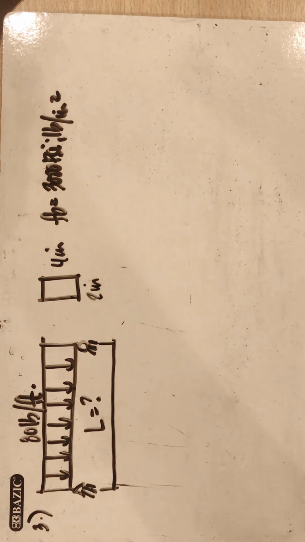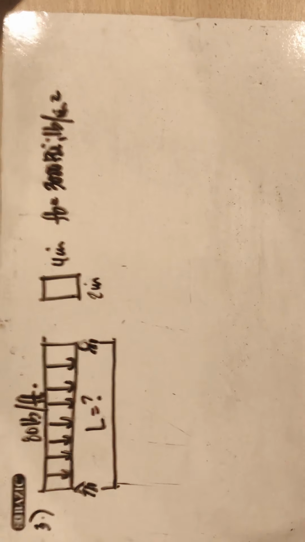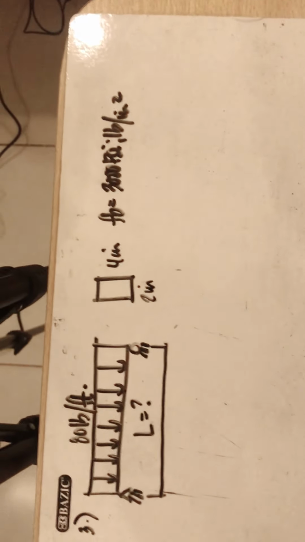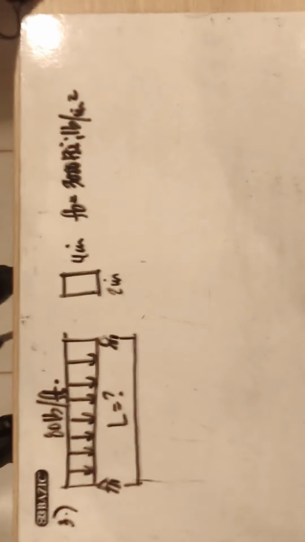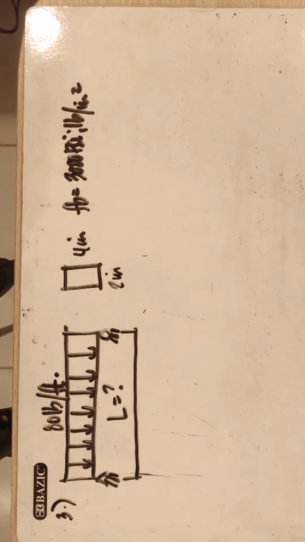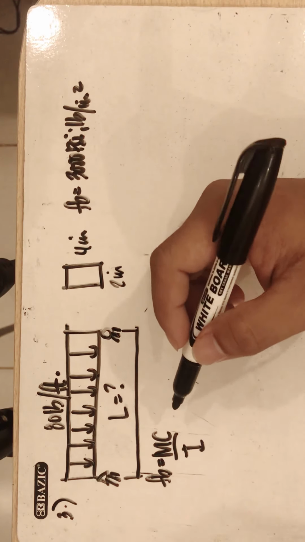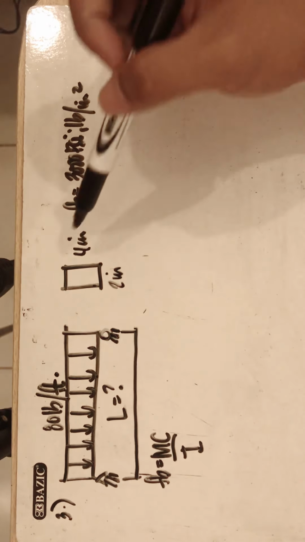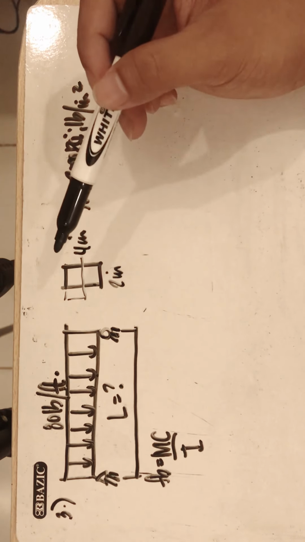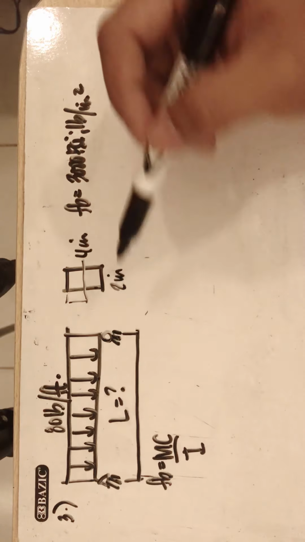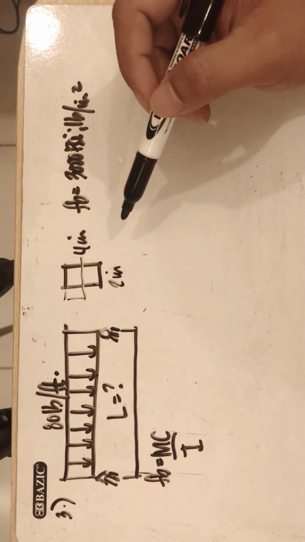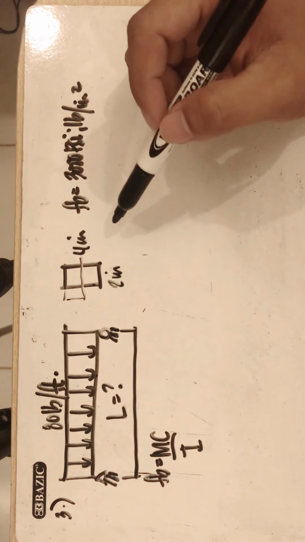So now we go to the English system. The formula for bending stress, Fb, is equivalent to Mc divided by I. Same procedures still, where M is the moment. Then C is simply half of the depth of the rectangle, which is 2. And I is the moment of inertia.